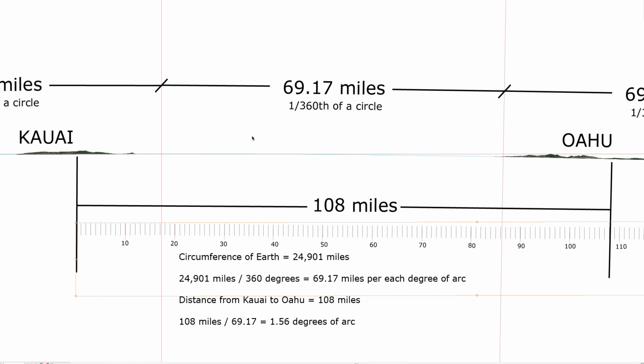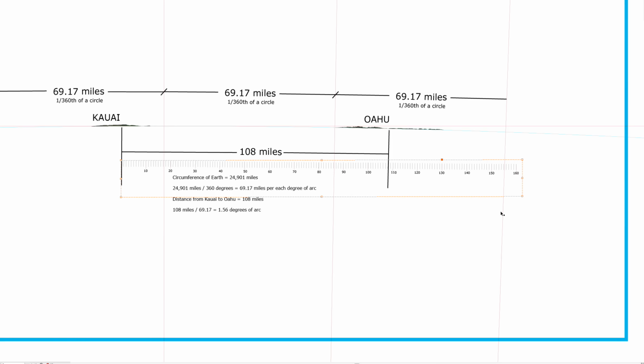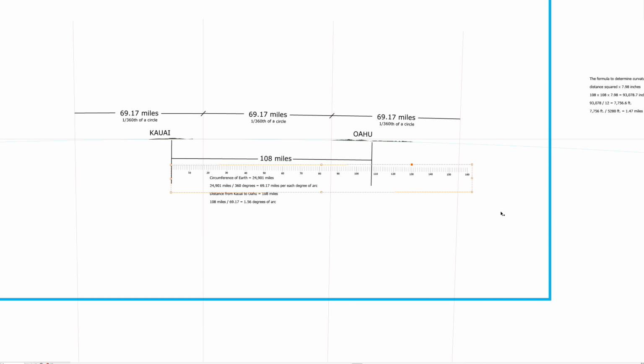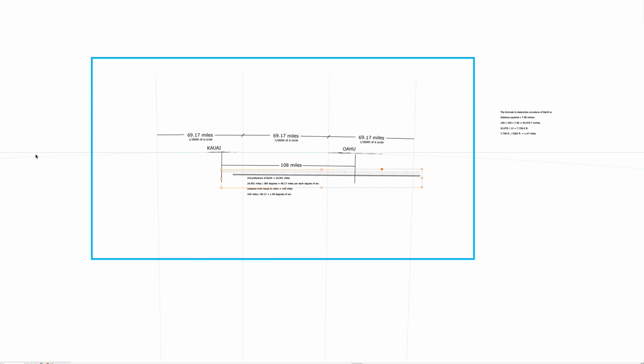Now, to illustrate the line of sight, if you're on Kauai and you're trying to see Oahu, if we're on a spherical Earth, then your line of sight is this red horizontal line. I'll back up a little bit just to give you a wider view of this line. Here's that horizontal line, goes all the way across. Here's our curve. Here's the supposed curve of the Earth. Here's Kauai, here's Oahu.